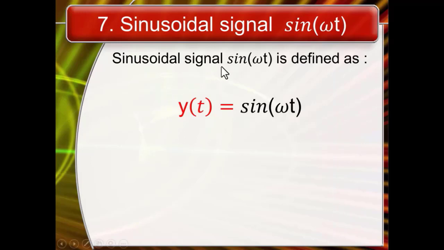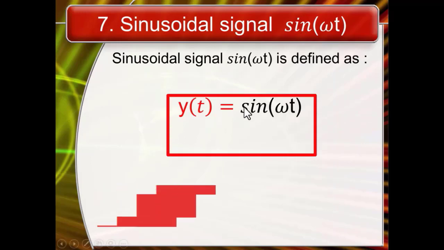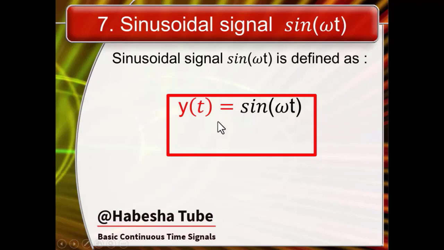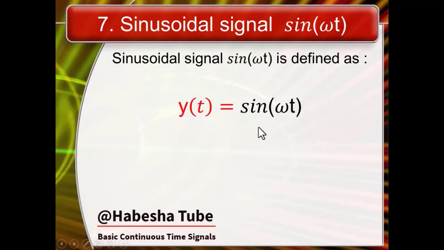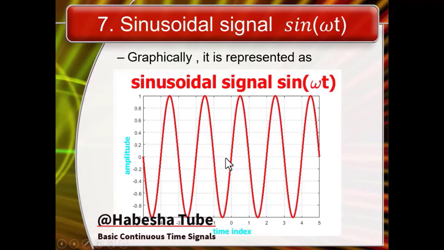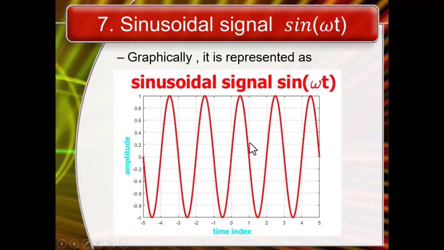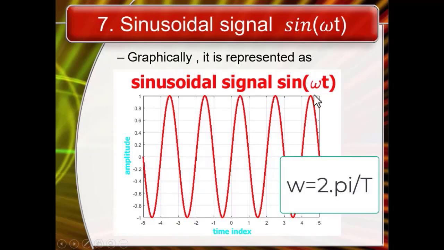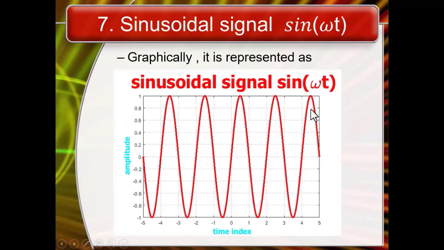And the next one is sinusoidal. This is not a user-defined function, but a predefined function. y of t is equal to sine of omega t. Graphically, we can represent the sinusoidal signal like this, where omega is equal to 2 pi divided by T, where T is the period.